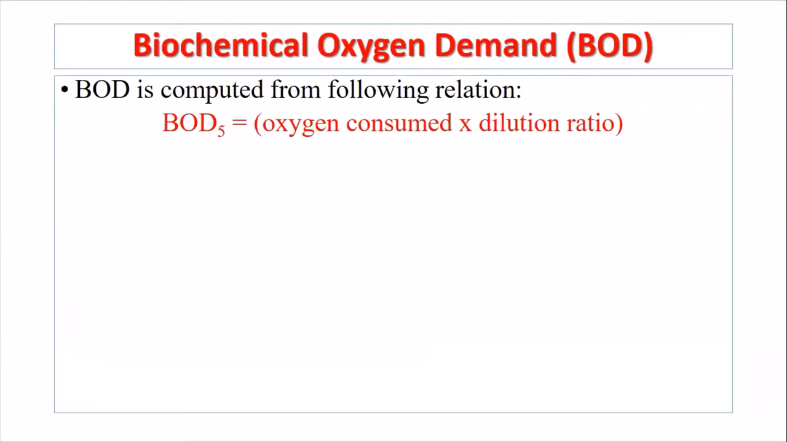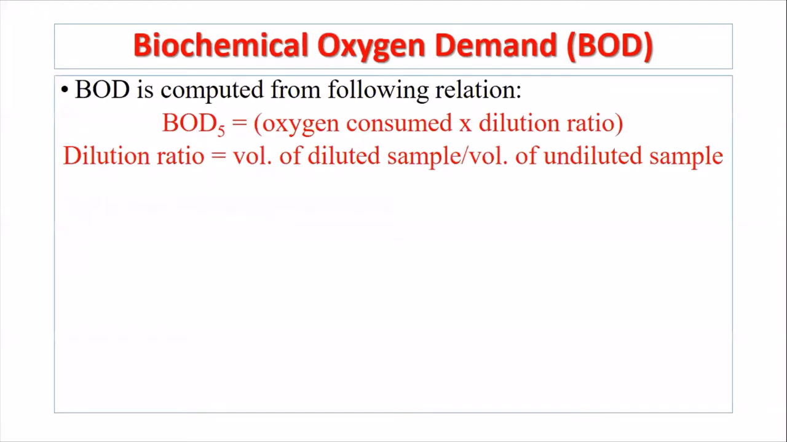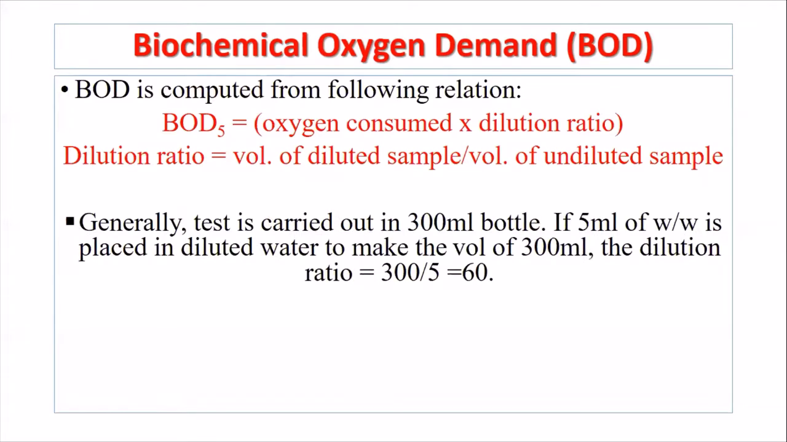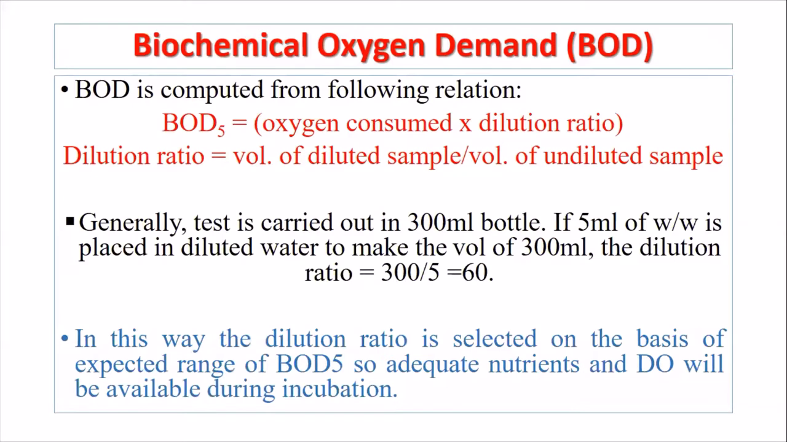BOD 5 is equal to oxygen consumed times dilution ratio. The dilution ratio is equal to the volume of diluted sample divided by the volume of undiluted sample. Generally, the test is carried out in 300 ml bottles. If 5 ml of wastewater is placed in dilution water to make a volume of 300 ml, the dilution ratio is 300 divided by 5, which is 60. In this way, the dilution ratio is selected on the basis of the expected range of BOD 5, so adequate nutrient and dissolved oxygen will be available during incubation.